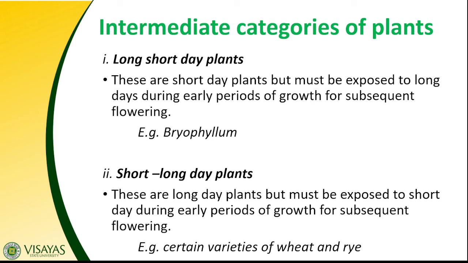Okay, aside from the three categories of photoperiodic plants, we have additional, so-called intermediate categories of plants, which are first the long-short day plants. These are actually short-day plants, but must be exposed to long days during early periods of growth for subsequent flowering, just like Bryophyllum. So there must be exposure first to a long photoperiod before they are exposed to a short photoperiod. This is what we mean by long-short day plants.